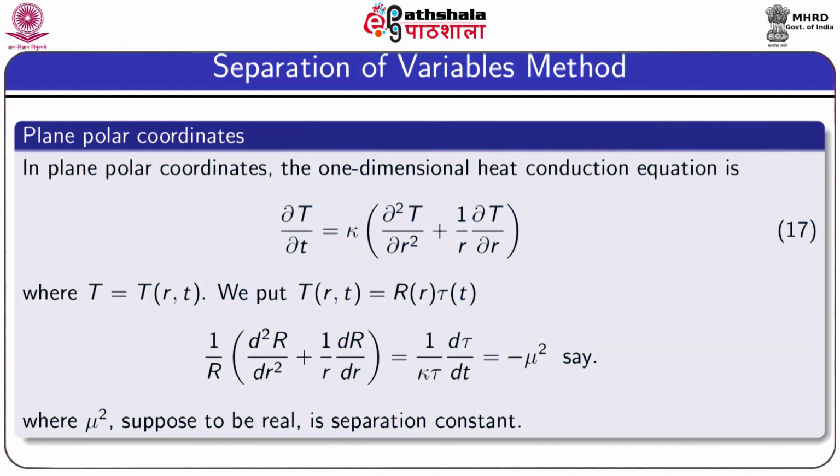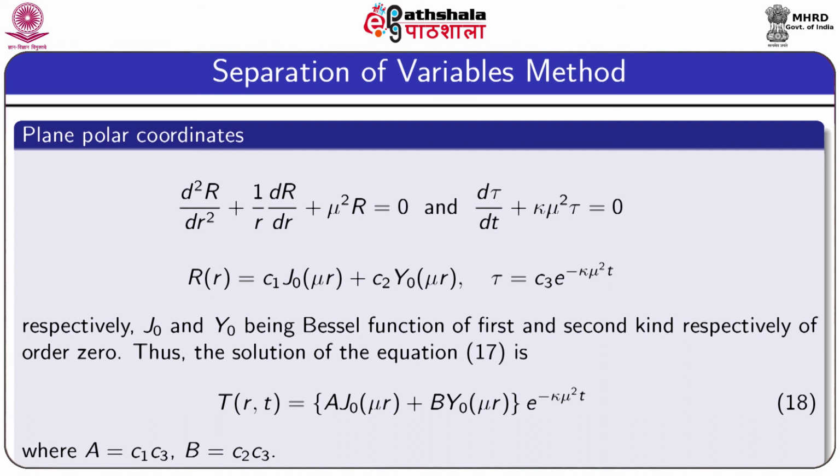Equating to mu square gives two ordinary differential equations, one in capital R and the other in tau. The equation in capital R is d2R dr square plus 1 by r dR dr plus mu square R equals 0, and the equation for tau is written here. The solution of the tau equation is very easy to find, and the solution is tau equal to C3 e to the power minus kappa mu square t.